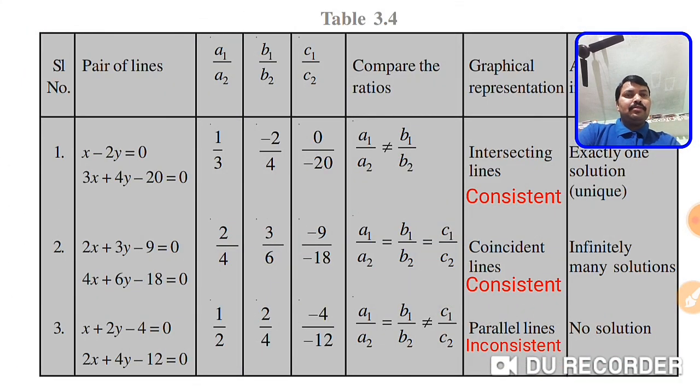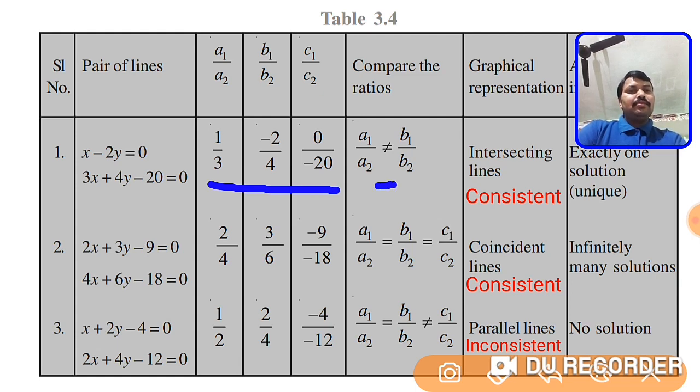So here the first example is x minus 2y equals 0 and 3x plus 4y minus 20 equals 0 is our first pair. So find out the ratios, that is a1 upon a2, b1 upon b2 and c1 upon c2. You find a1 upon a2 is not equal to b1 upon b2. So the lines will be intersecting and there will be exactly one solution and the pair of equations will be consistent.